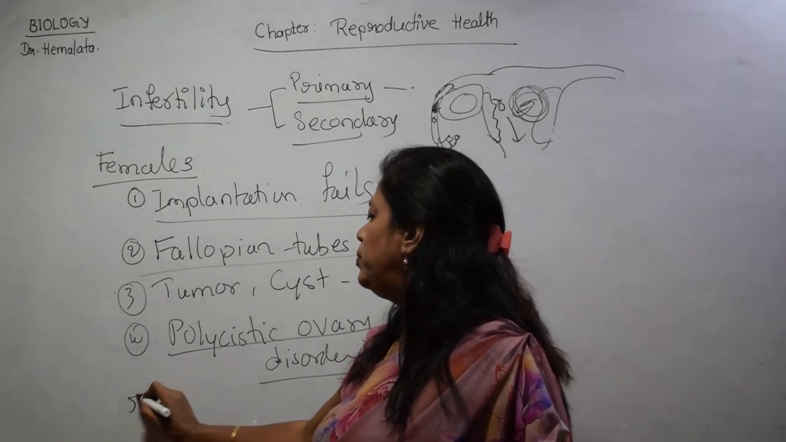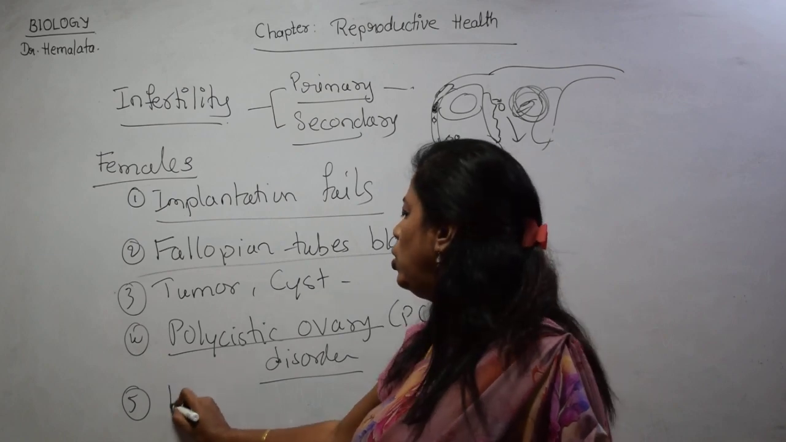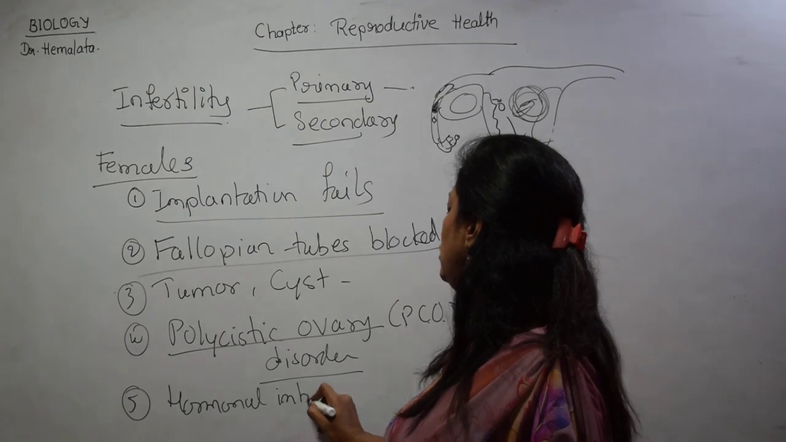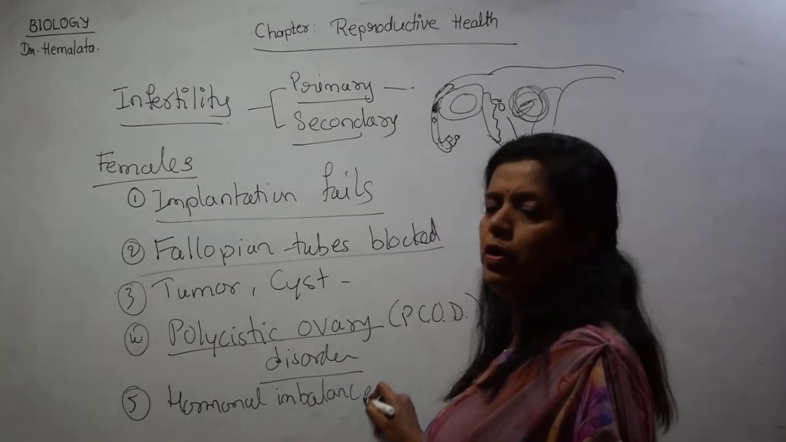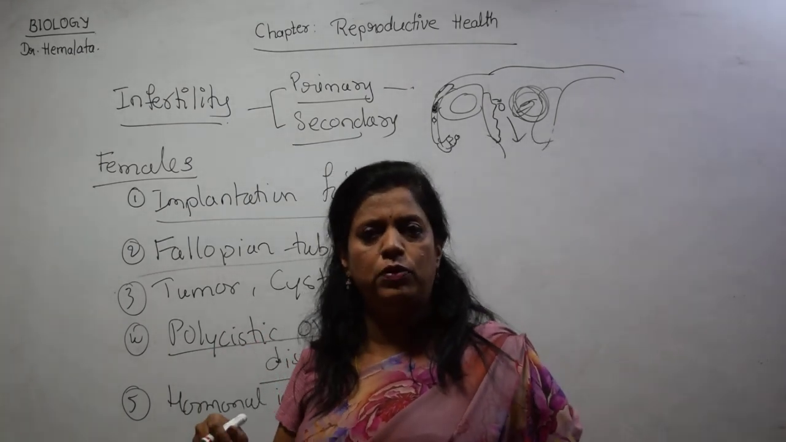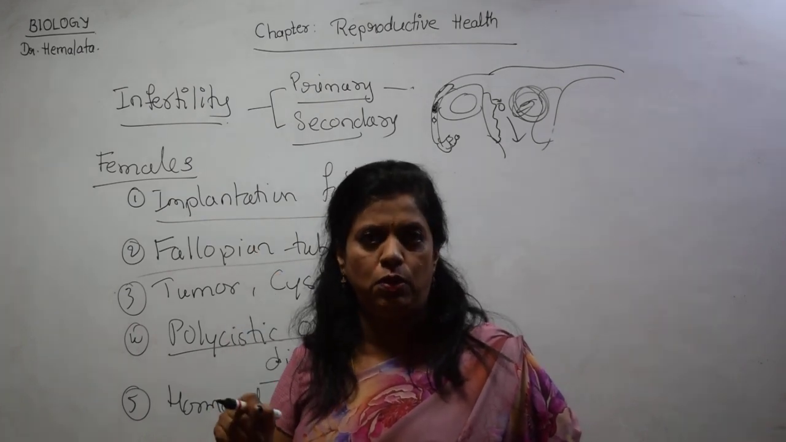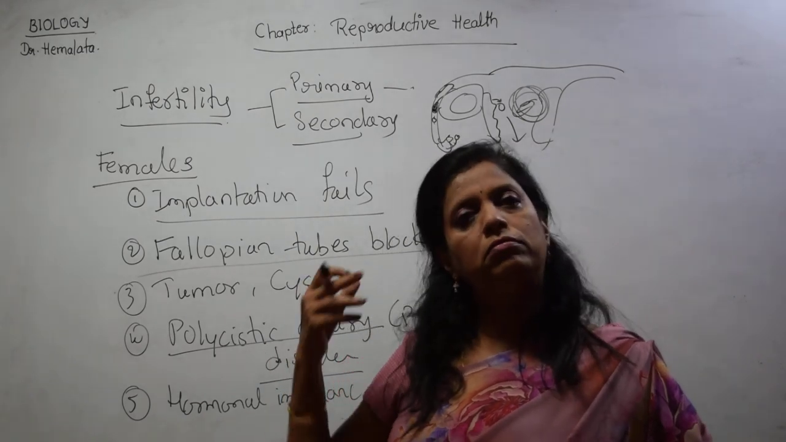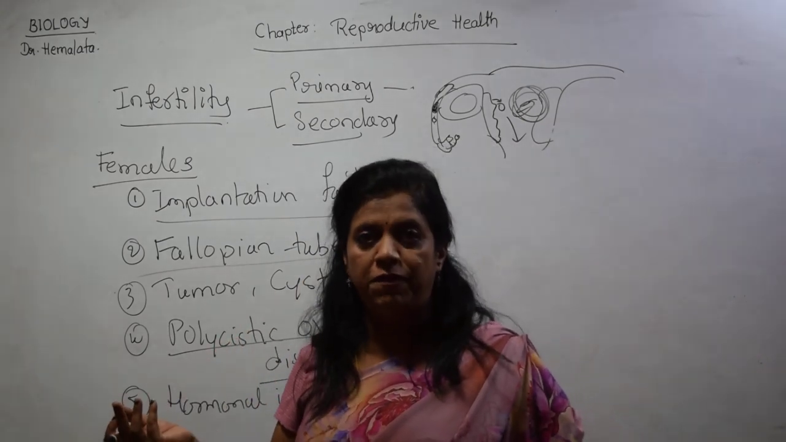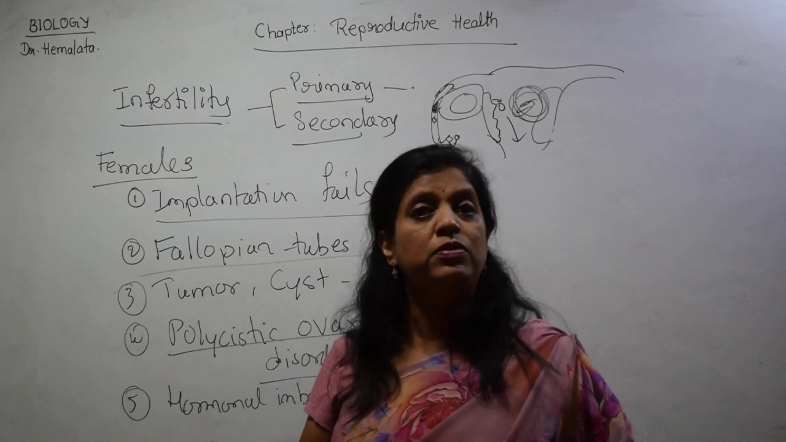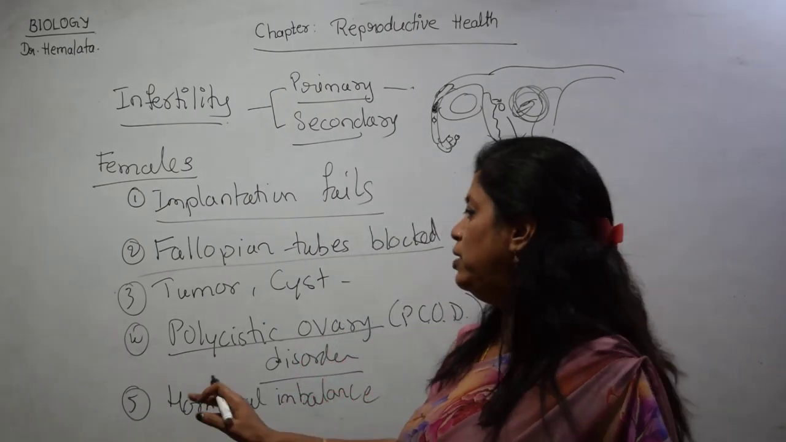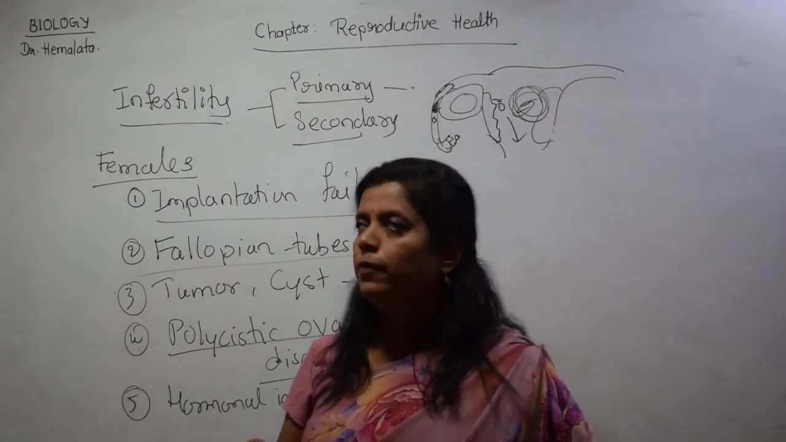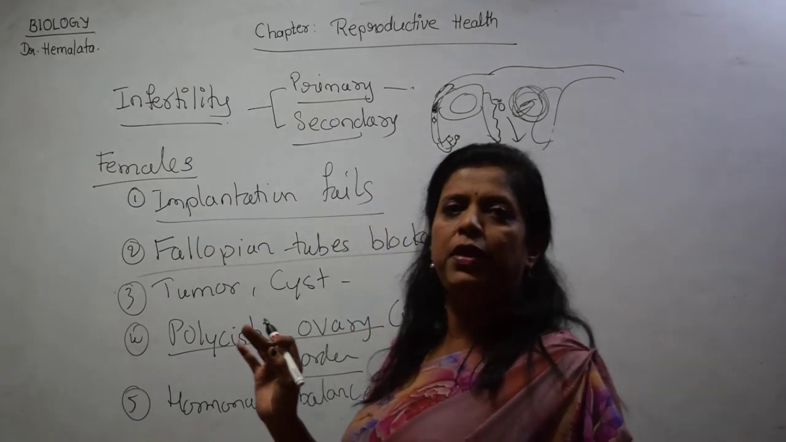Then other problems include hormonal imbalance. Hormonal imbalance, I already told you once, for menstruation also there are 4 hormones involved, 2 ovarian hormones and 2 pituitary hormones. Ovarian hormones like estrogen and progesterone, and the pituitary hormones like FSH and LH. If they are not produced at the right time, in the right way, then there will not be any pregnancy. They will suffer from sterility. So these are the major issues happening in females.